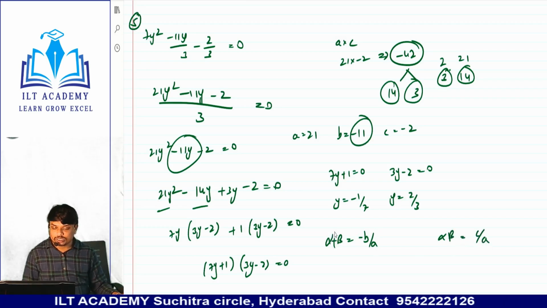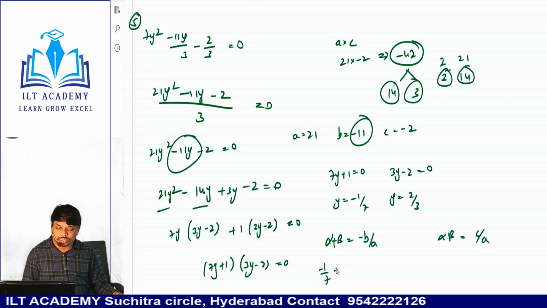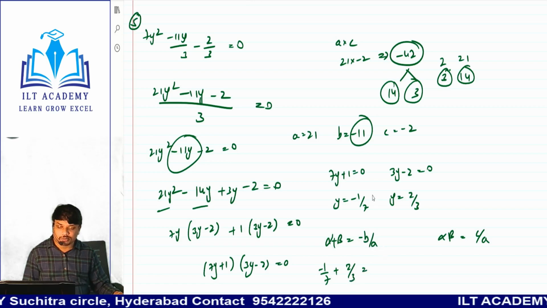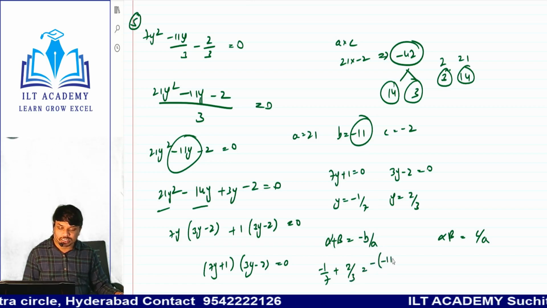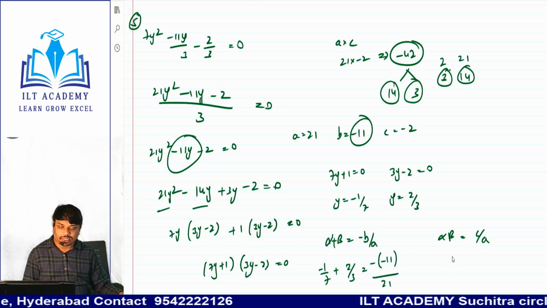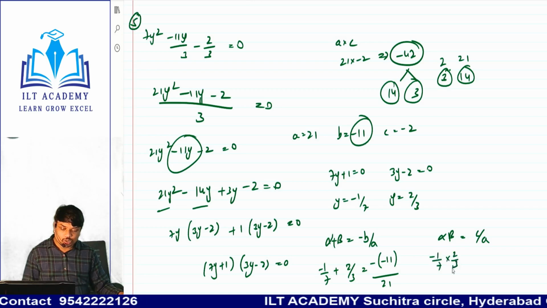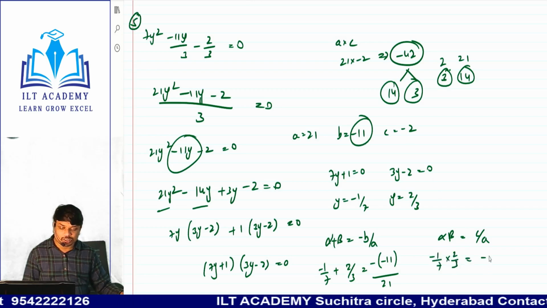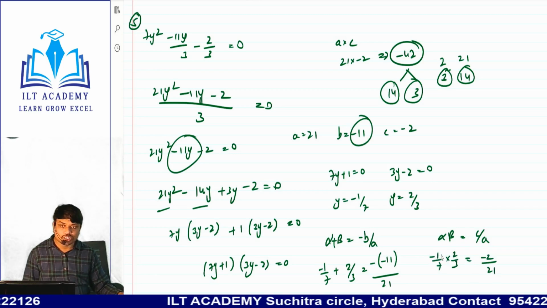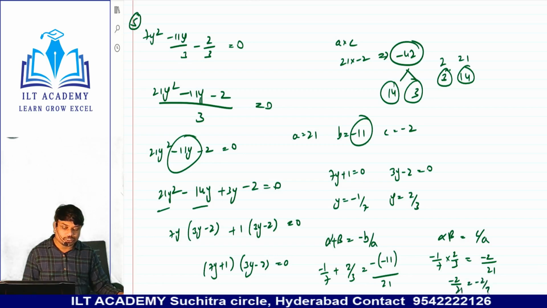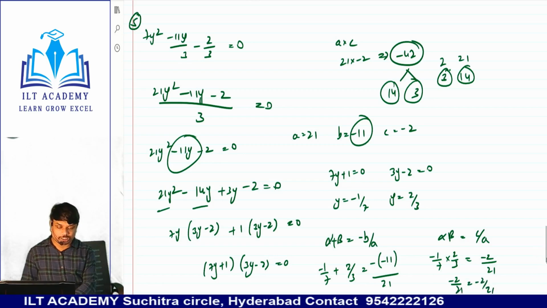Now alpha value is how much? Minus 1 by 7, plus beta value is how much? 2 by 3, which is equal to minus b by a, minus of minus 11 divided by 21. And alpha beta value is equal to what? c by a, which is minus 1 by 7 into 2 by 3, is equal to c value, minus 2 divided by 21. Now if you see, minus 1 into 2 is minus 2 divided by 21, is equal to minus 2 by 21. Any doubts?